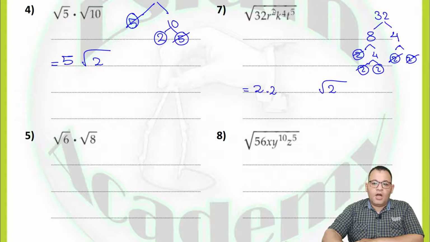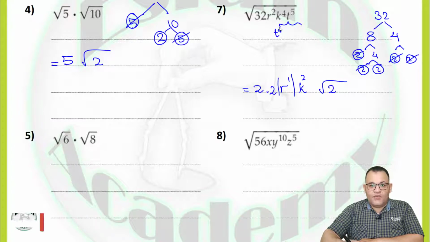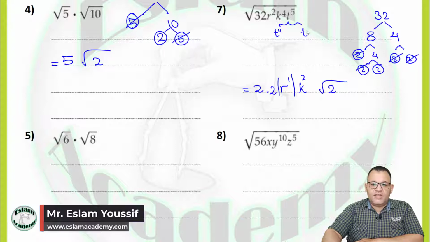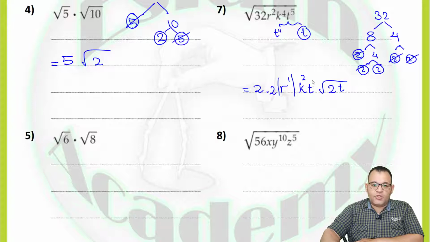Now r to the power 2. Because the power is even, just write r and divide the power by 2. 2 divided by 2 equals 1. Because the power is odd, write it inside the absolute value. k to the power 5 equals k to the power 4 times k. t to the power 5 is divided in two parts, t to the power 4, which we divide by 2, and t. t is a single number, write it inside the square root. t to the power 4, you can divide the power by 2, so it will be t to the power 2. Now simplify. 2 times 2 equals 4. The absolute value of r, k to the power 2, t to the power 2, the square root of 2t.